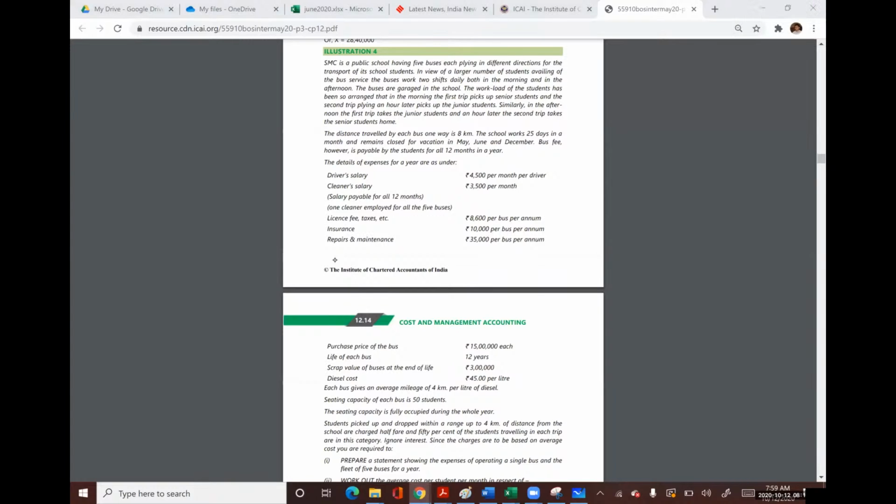So my question is only 50% of the students are in the radius of 4 kilometers, sir. The other 50% of the students are outside 4 kilometers, no, sir. So the bus will travel more than 4 kilometers at that time.